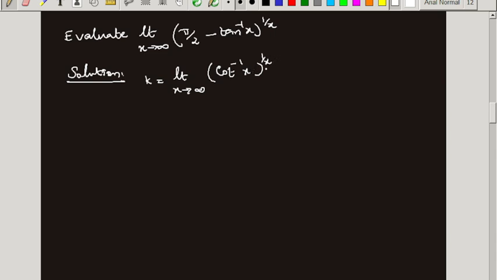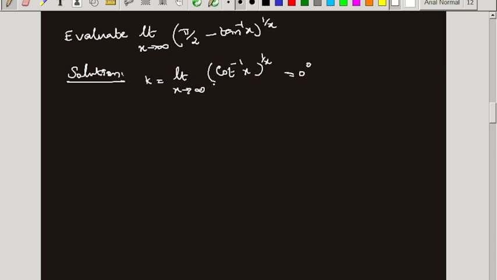Here a small difference: limit x tends to infinity is there. We modify this one. Otherwise here we must write the power as 1 by infinity, which is nothing but 0. And this one, cot inverse of infinity, since tan inverse of infinity is pi by 2, cot inverse of x is 0. Reciprocal of that one. This is the form of 0 power 0.